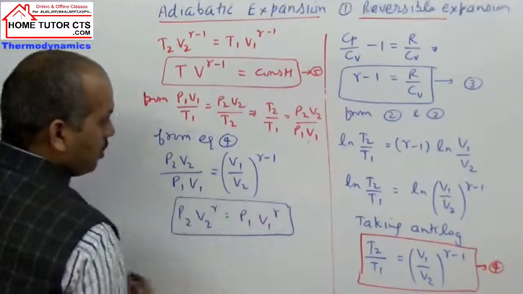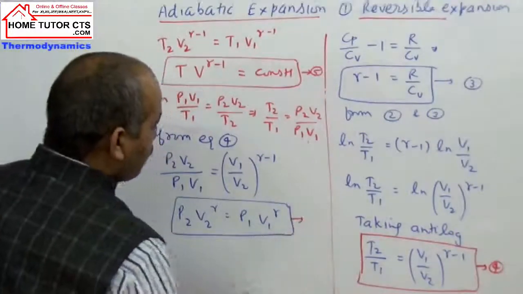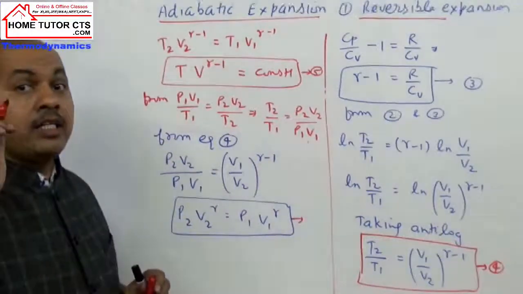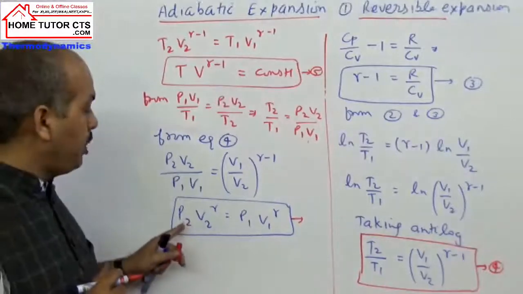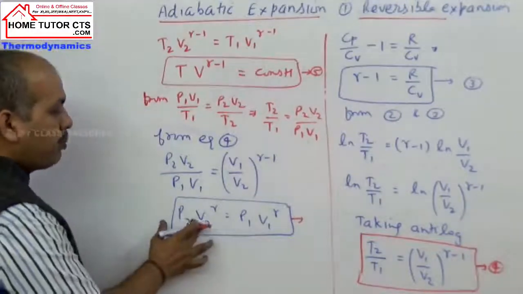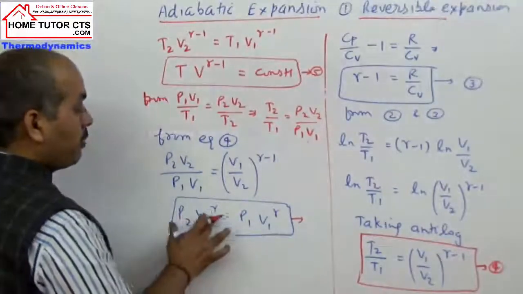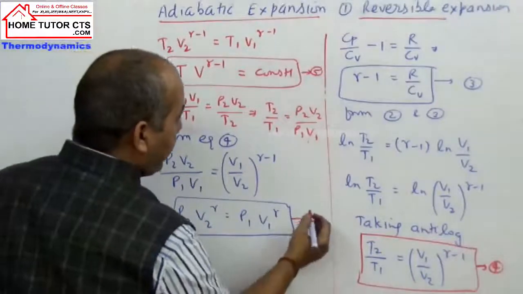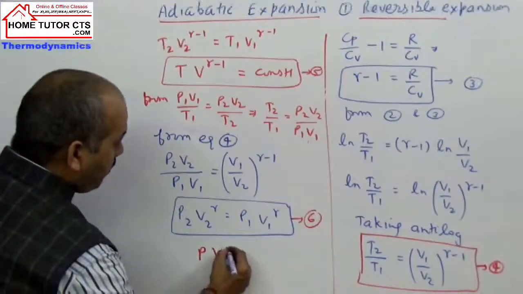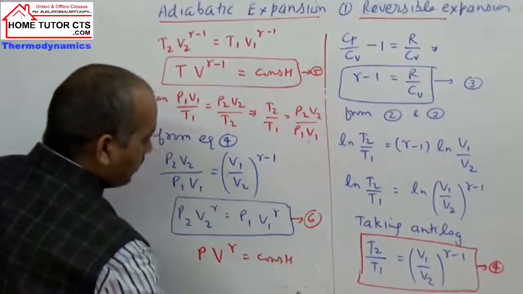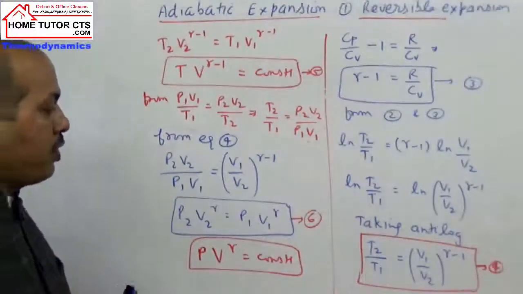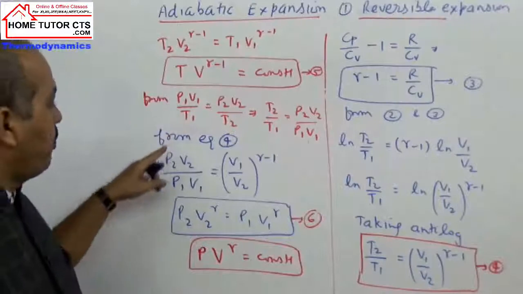Again, one important conclusion, the pressure-volume relation for adiabatic process. If you take an isothermal process, what happens? P2 V2 is P1 V1. We are applying Boyle's law for the same amount of gas, and here P1 V1 power gamma is equal to P2 V2 power gamma. I can write this as equation number 6, or simply PV power gamma will be constant for adiabatic process. So we have taken the relation of volume and temperature, and the relation of pressure and volume.